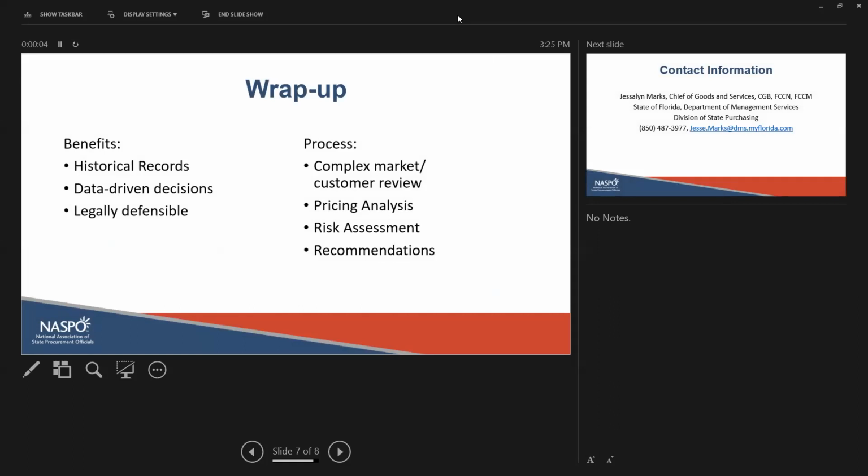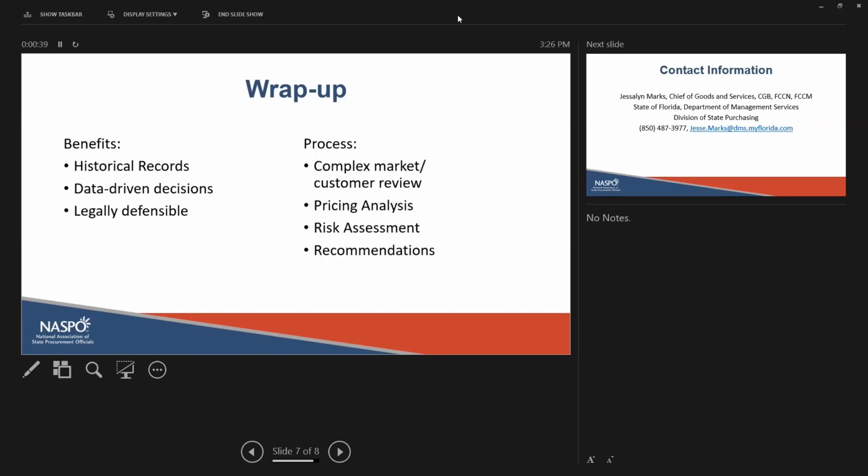So just wrapping up for Florida's presentation today, the benefits of the MAPS process: it provides historical records. So two or three years down the road, when our Chief Procurement Officer says, Jesse, why in the world did you make this decision? I've got a document that can tell me why I did that, who our top spenders, agencies, and vendors are, and what the economy and the market looked like back then. It's just a solid document to always go back to.